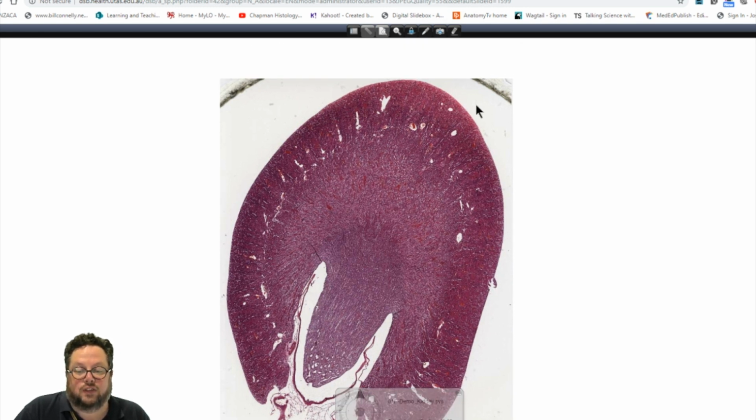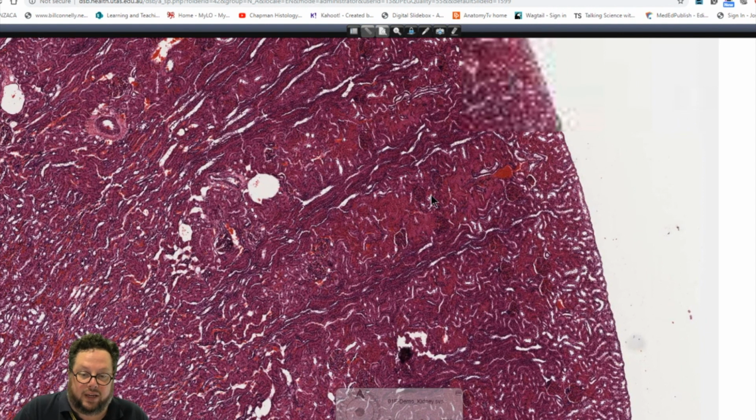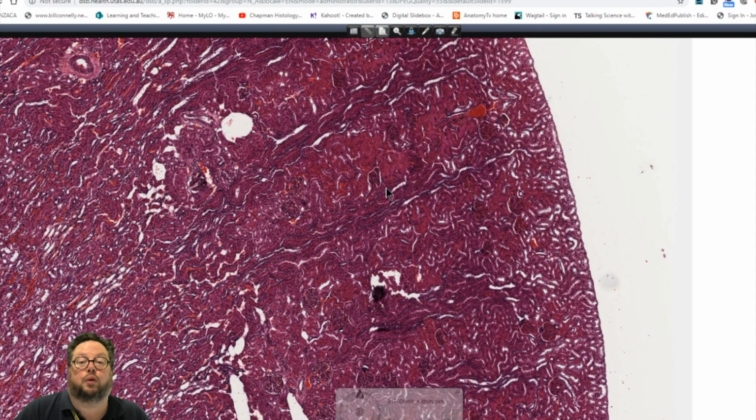There's normally a connective tissue capsule on the outside, although that's not always present in a histological section. If we zoom out, we can get this impression of a distinction in the cortical tissue. So this is cortical tissue just out here, and there are these bands within the cortex of the kidney, these stripy bits here.